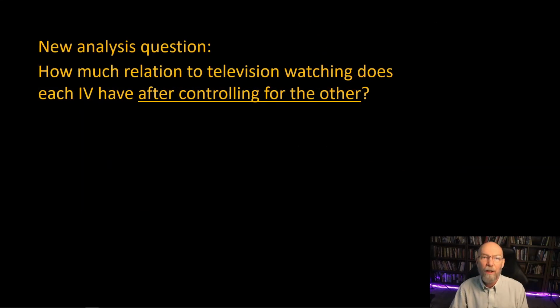So that brings us to the analysis question we care about with Factorial ANOVA. How much relation to television watching does each of these independent variables have after controlling for the other?